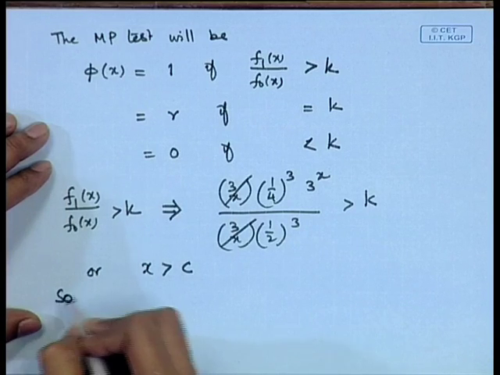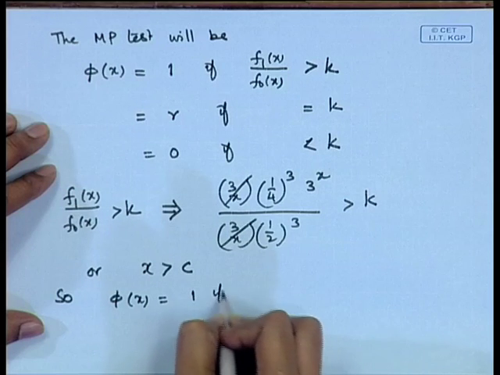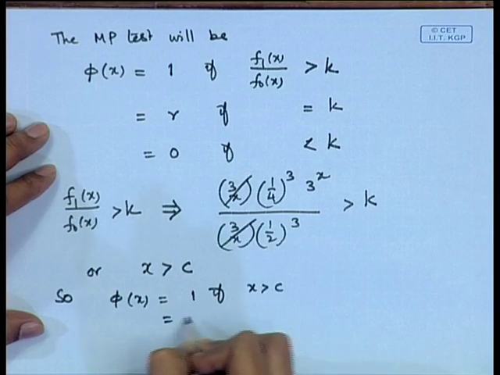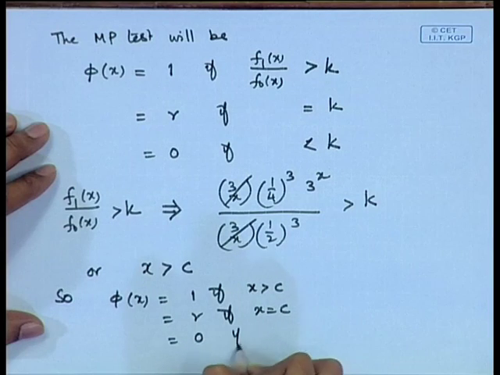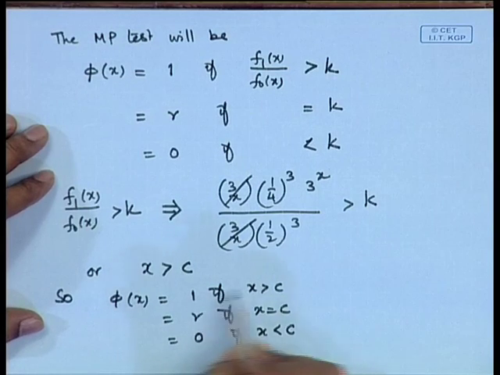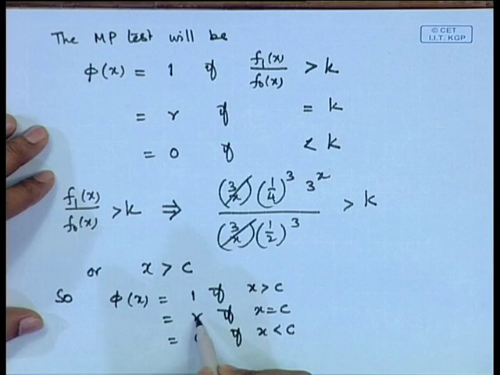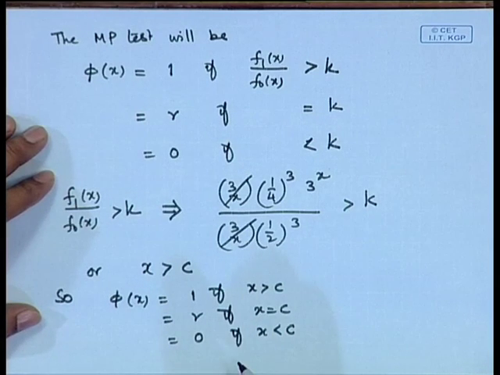So, phi(x) can be written to be 1 if x is greater than c, it is equal to gamma if x is equal to c, it is equal to 0 if x is less than c. This is the test function that we will be getting. That means, rejecting when x is greater than c, accepting when x is less than c, and rejecting with probability gamma when x is equal to c. This is the randomization part here. Here it may be required, as we will see now.